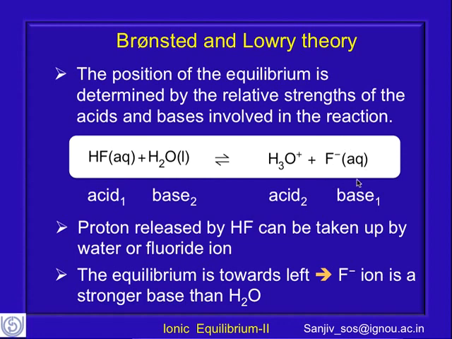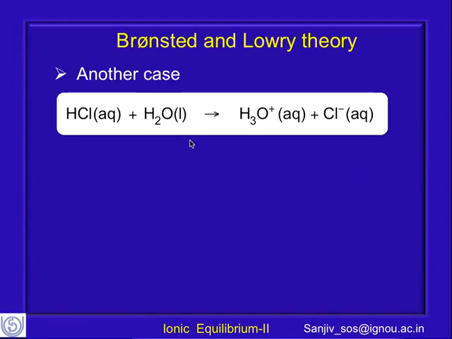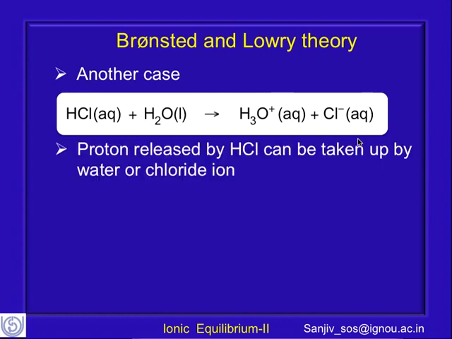Let's take one more example. Say we take HCl, put it into water, and we put a single arrow indicating the direction goes far to the right. Here HCl is an acid which is going to lose a proton, and again, as before, I have two possibilities of bases. One is water, which can take a proton, or a chloride ion which can take that proton. Since the reaction goes far to the right, what does it mean?